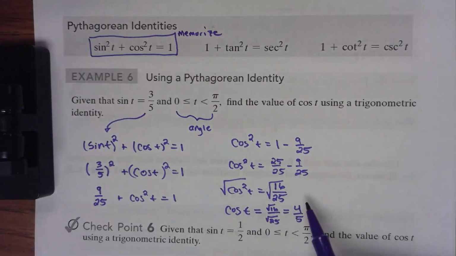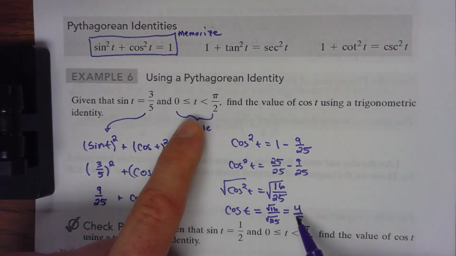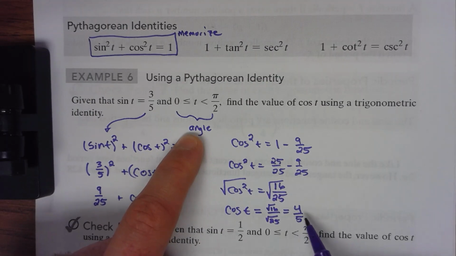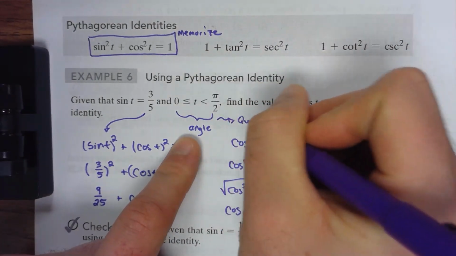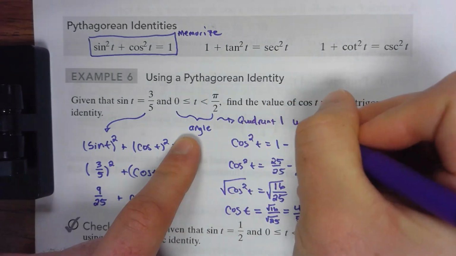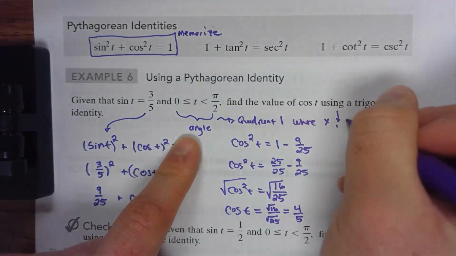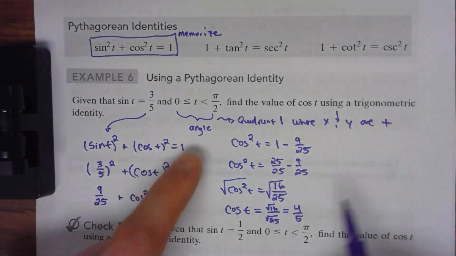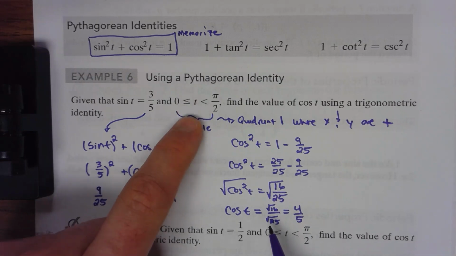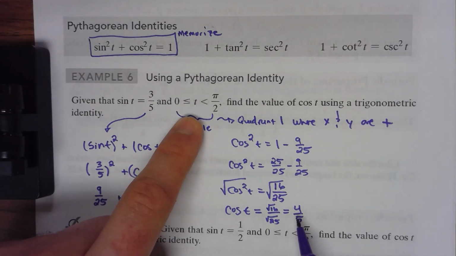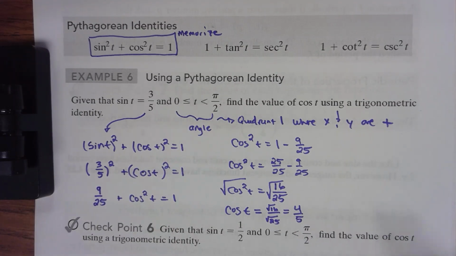Okay. Now, one thing that we are given is that we're in the first quadrant, okay, in between 0 and pi over 2. And so basically that tells us that we're in quadrant 1, where x and y are positive, right? So when we square root, remember that it could be plus or minus. And so this bit of information is more for us to decide, okay, do I want positive 4/5 or negative 4/5? Well, being in quadrant 1, it needs to be 4/5. Okay, so that is our answer there.